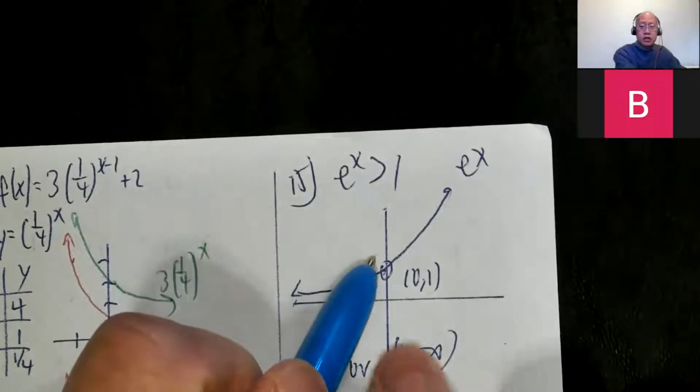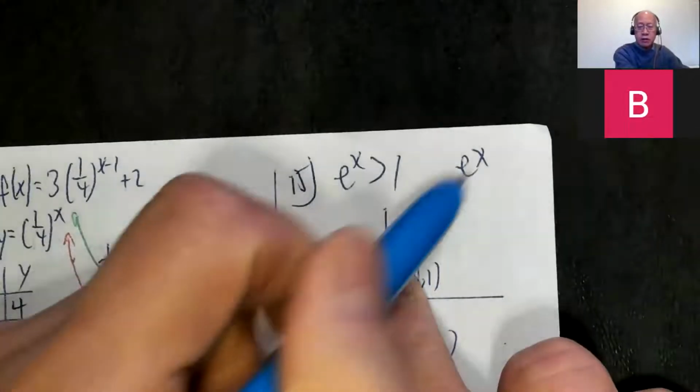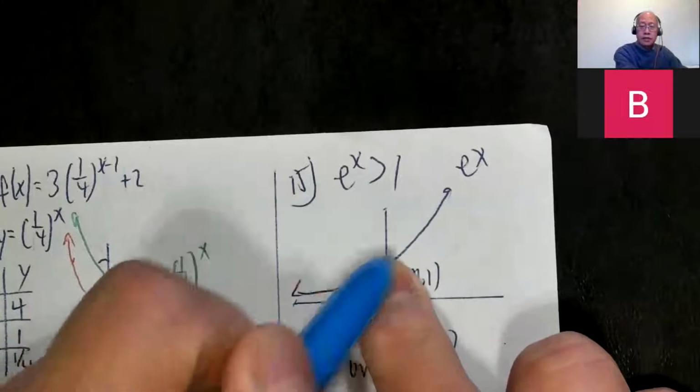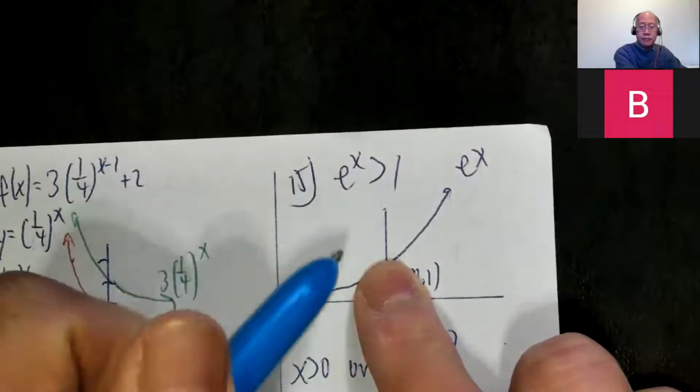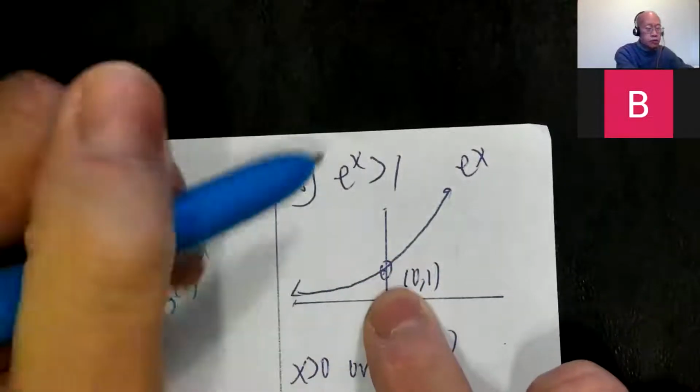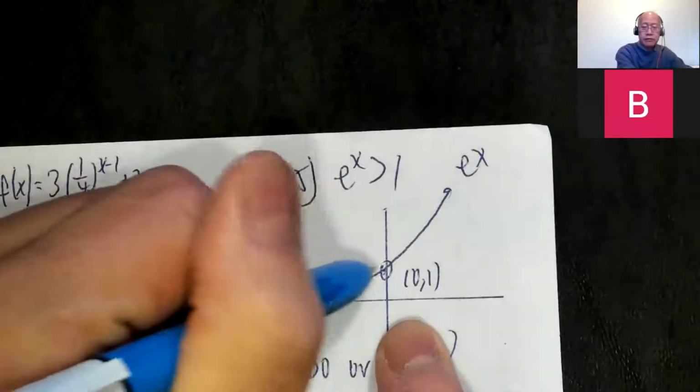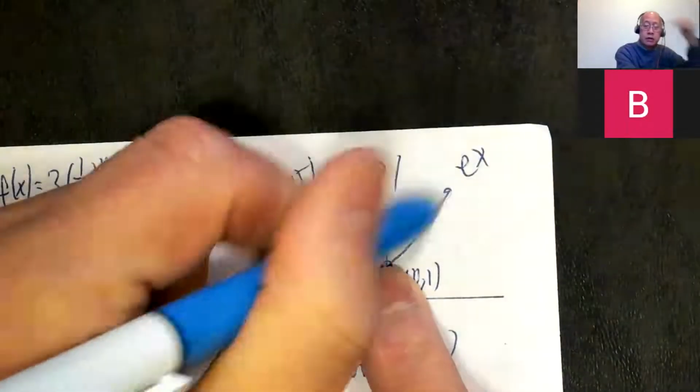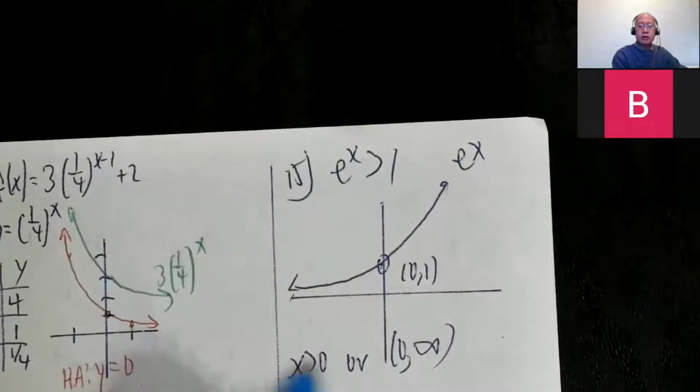When is the exponential function bigger than 1? Well, that's everything over here, right? So not here. Think of it as y equals 1. Y equals 1 is right here, right? So I want to go bigger here. That's going to be for x greater than 0, or parenthesis 0, comma infinity.